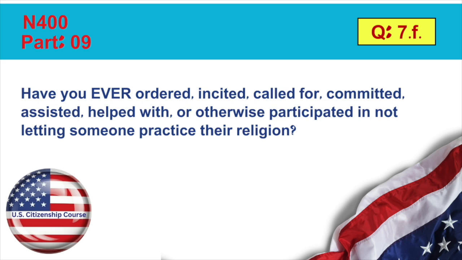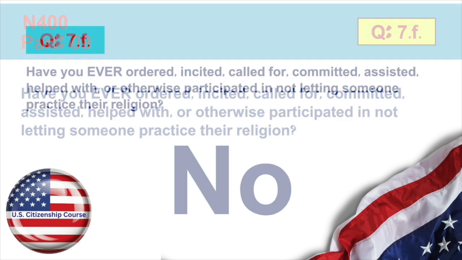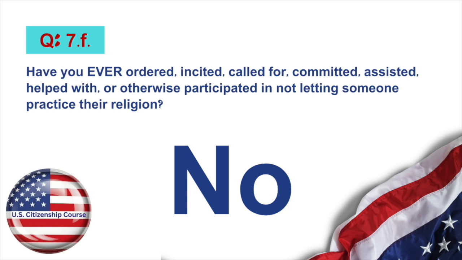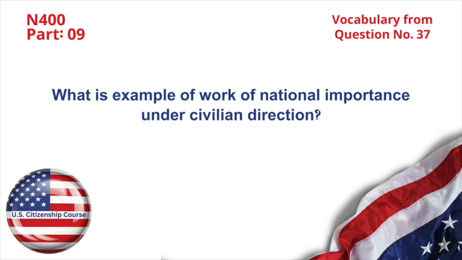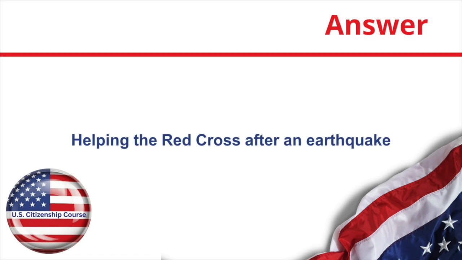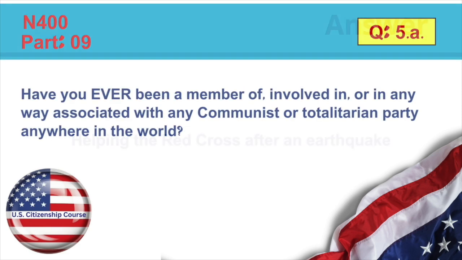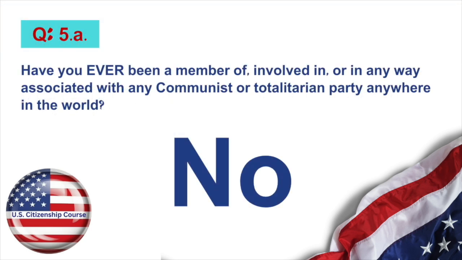Have you ever ordered, incited, called for, committed, assisted, helped with, or otherwise participated in not letting someone practice their religion? No. What is example of work of national importance under civilian direction? Helping the Red Cross after an earthquake. Have you ever been a member of, involved in, or in any way associated with any communist or totalitarian party anywhere in the world? No.